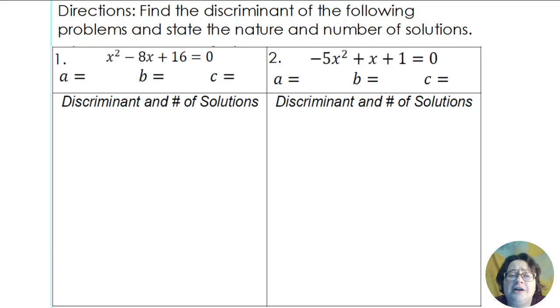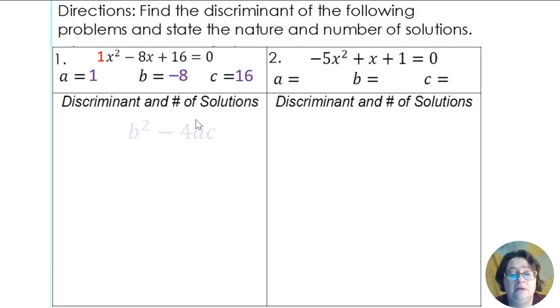So let's actually try to find the discriminant of some quadratic equations. If we look at our first one, we have x squared minus 8x plus 16 equals 0. So our a value is the number in front of x squared. And if we don't see it, remember that could be just 1, because we usually don't write 1x squared. So our a value here is 1. Our b value beside x is negative 8. So if I have a minus sign, I keep that sign with it. So b is negative 8. And our c value is our constant, or our number that's not beside x, and that is plus 16, or positive 16.